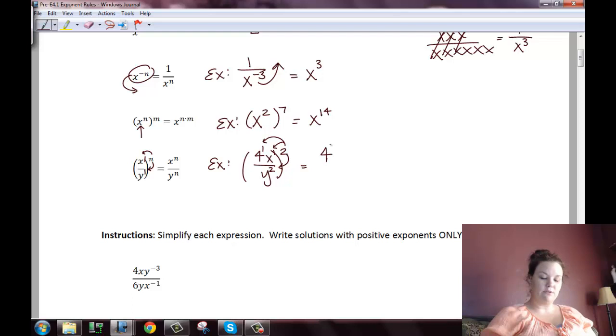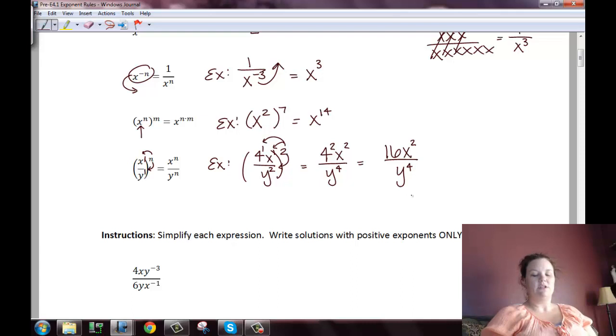So this would give me 4 squared x squared all over y to the fourth. Again, because it's raised to a power, I multiply exponents. And then I just multiply the number part out. So this would give me 16x squared over y to the fourth.